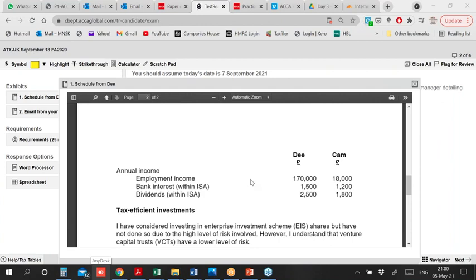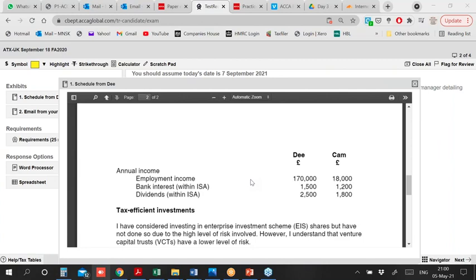Employment income. D has 170,000 and she might not even be getting the personal allowance at that high level of income. Because obviously if you cross the 125,000 threshold, unless you make a significant amount of personal pension contributions or gift donations, you are unable to get any personal allowance. You are not entitled to any of the personal allowance.